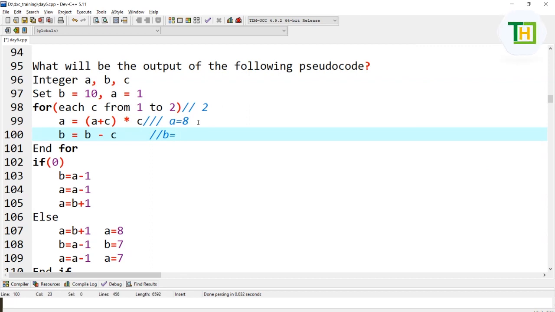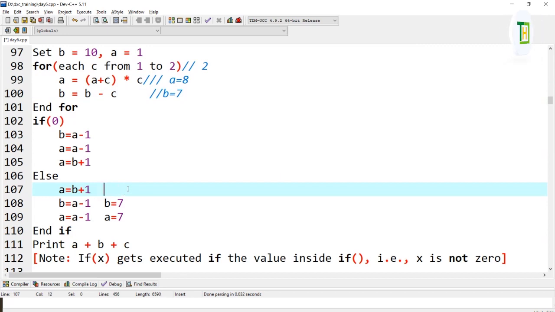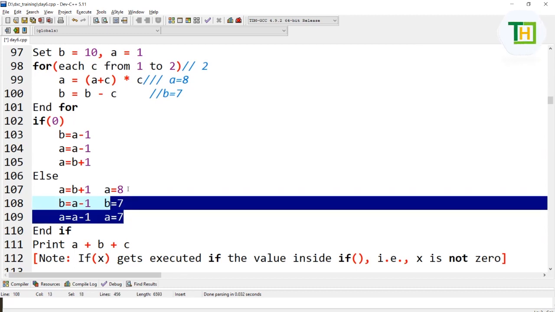Then B minus C, that is going to be 7. Okay, that is true, right? Okay. Then if of 0, that is going to be false. A is equal to B plus 1. Okay, then A is equal to B plus 1. B is equal to A minus 1. B is equal to A minus 1 means that is going to be 7. Then A is equal to A minus 1. Okay, it is 14. 14 plus 2.